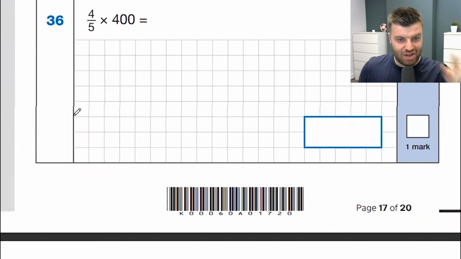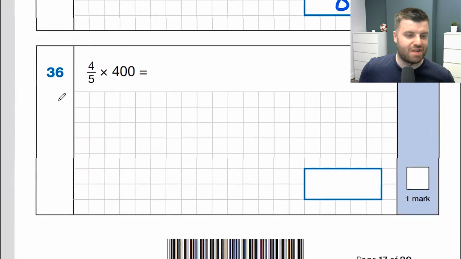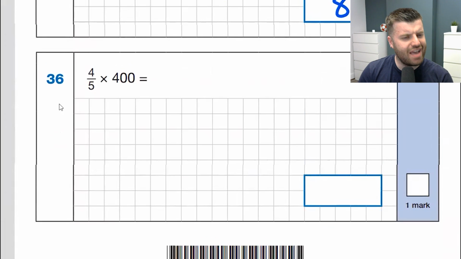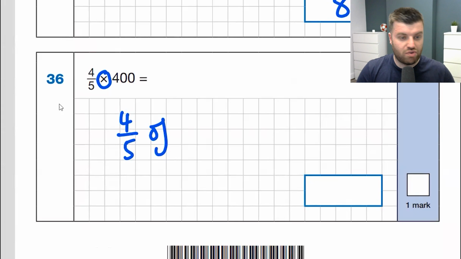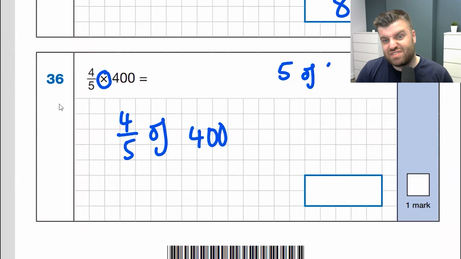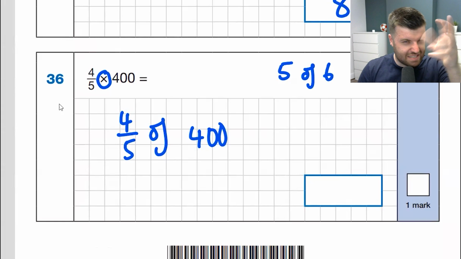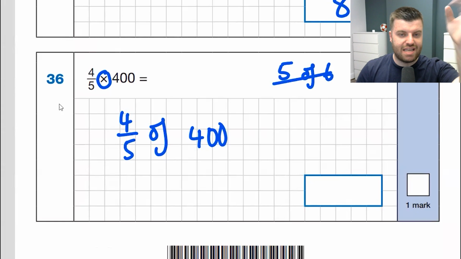Question 36. And this, I believe, is the final question. So 4/5 times 400. I'm going to tell you something, guys, in the SAT. If you see this multiplication symbol, you can just think of it like of. What is 4/5 of 400? We can think of it like this. 5 lots of 6. Yeah? Kind of a tenuous link there. But you can see it just means of.